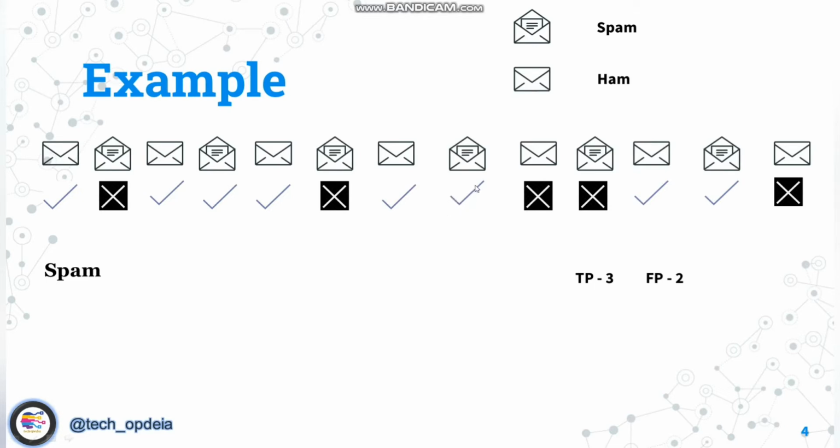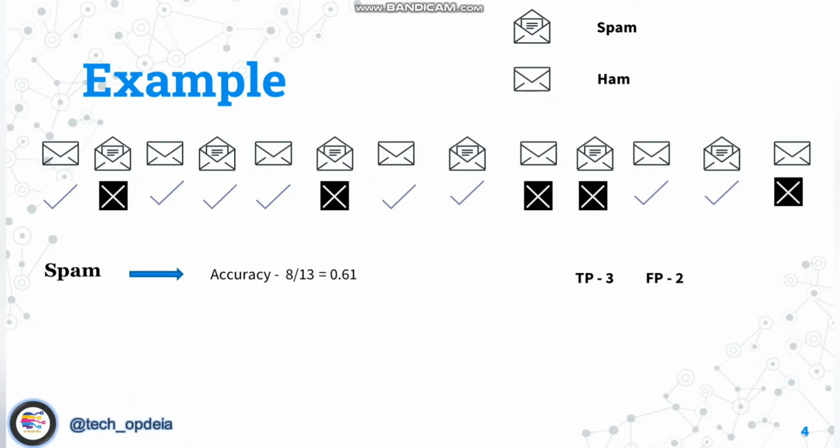This symbol means these all are the predictions of our model, and this symbol means our model predicted it as ham, and this symbol means our model predicted it as spam. The email symbol for ham is this and the symbol for spam is this. Means this email is spam and actually this email is ham. So let us see what will be accuracy, precision and recall.